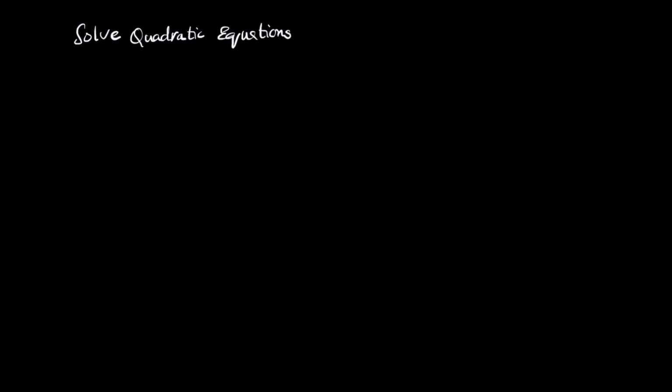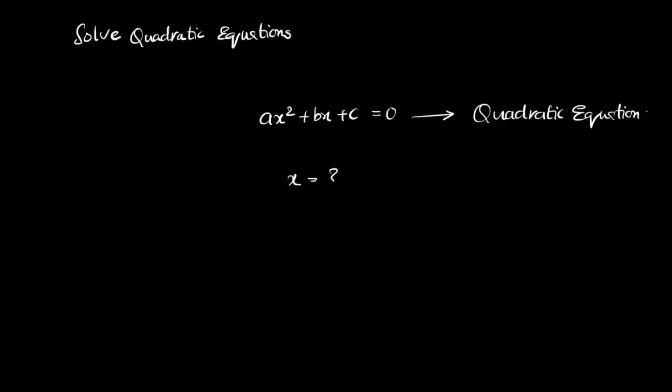So what is a quadratic equation? Any equation of the form ax square plus bx plus c equal to 0 is called a quadratic equation. The primary purpose in this chapter is to find the value of x. What are the values of x that satisfy this equation? In this lecture, we'll talk about how to solve it.